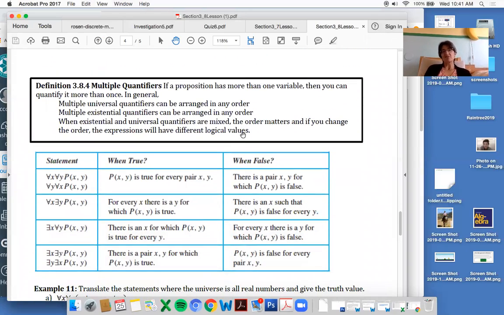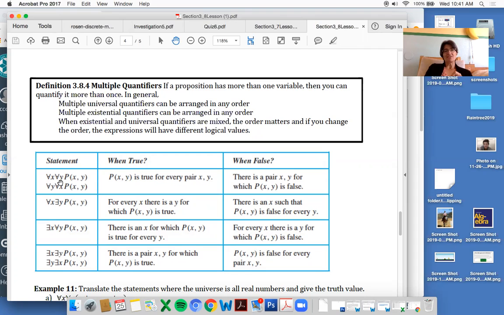Okay, multiple quantifiers. If a proposition has more than one variable, so if we're looking at x's and y's and z's and so on, then you have multiple quantifiers. You can have multiple universal quantifiers, multiple existential, or a mix of both. The order sometimes matters, sometimes it doesn't.